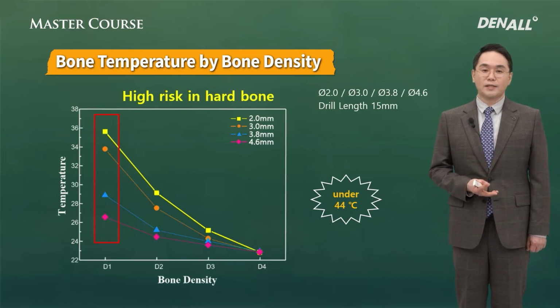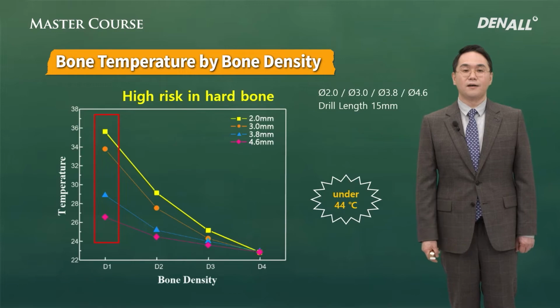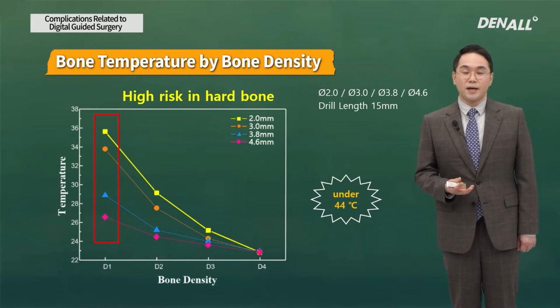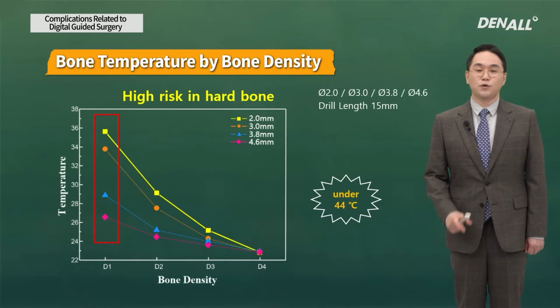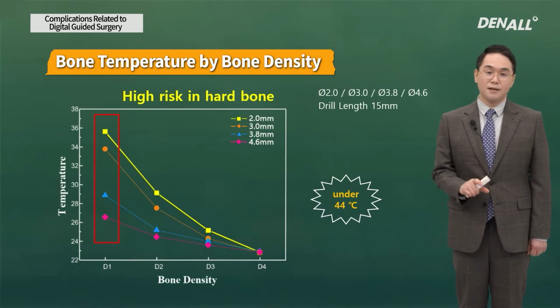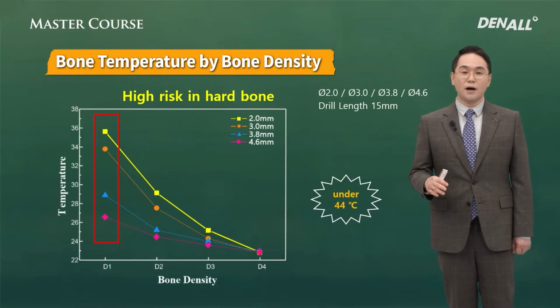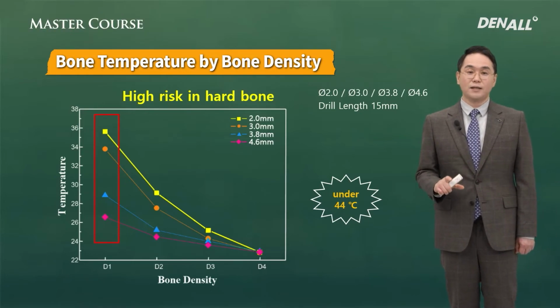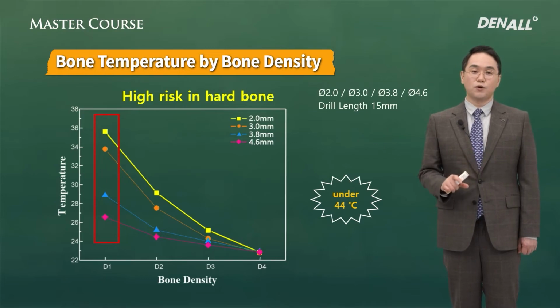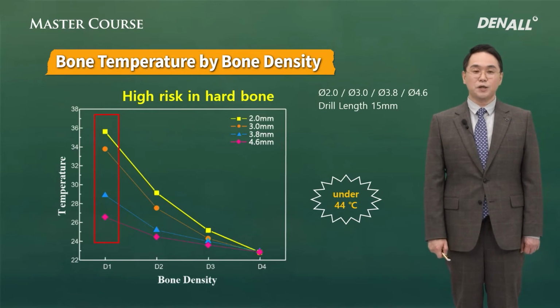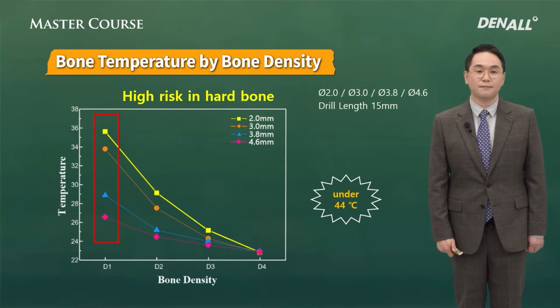Therefore, you need to pay more attention in hard bone. If you anticipate it to be hard bone, you do not want to use 2.0 millimeter drill at full depth. Use a shorter drill, 6 millimeter, 7 millimeter, and 8.5, and then 10. Gradually increase the length of initial drill up to the point of the implant length in order to minimize heat generation.